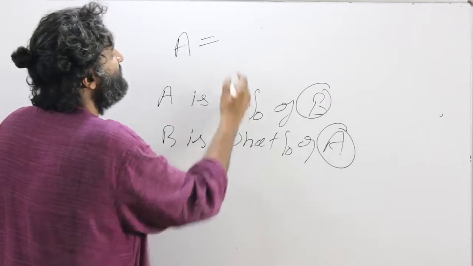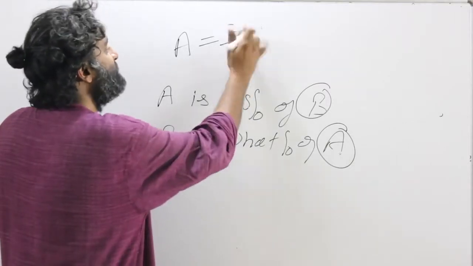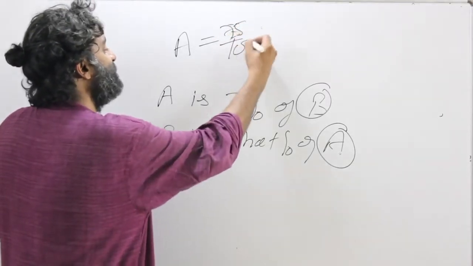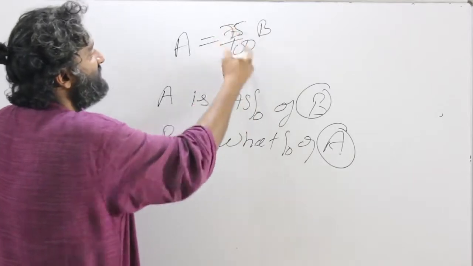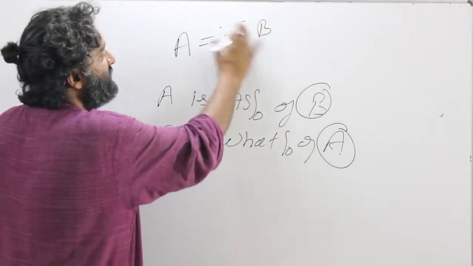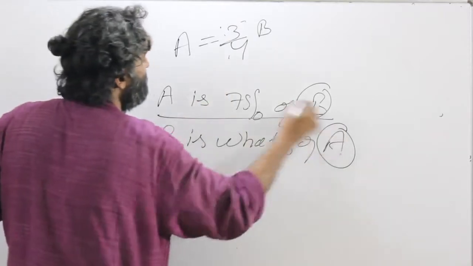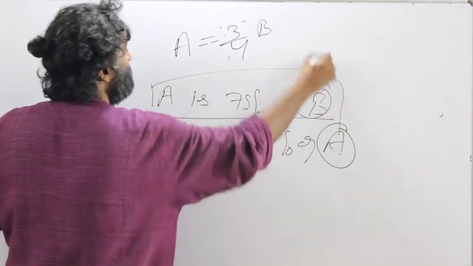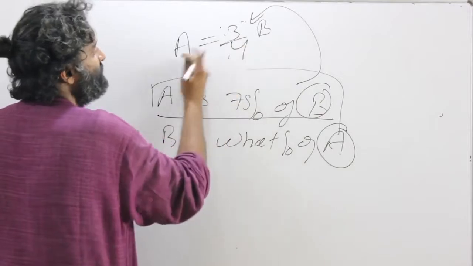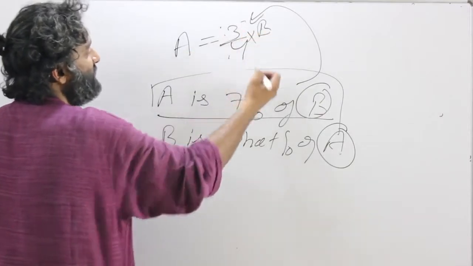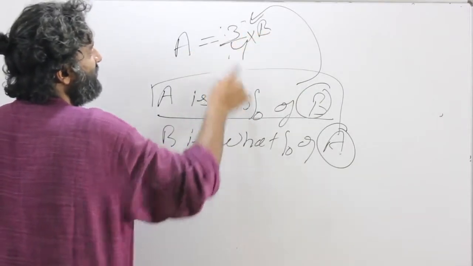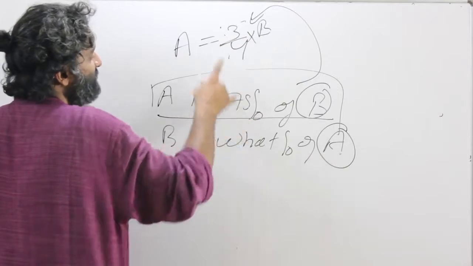So A is 75%, 3, or you could have said 75 by 100 because we are starting out. And 7500 I can cancel out and it becomes 3 by 4. So this A is 75% of B should be visible to us, first of all, in this form: A is equal to 3/4 of B. This is what we want to learn. If we can learn this, a lot of our calculations will become faster.